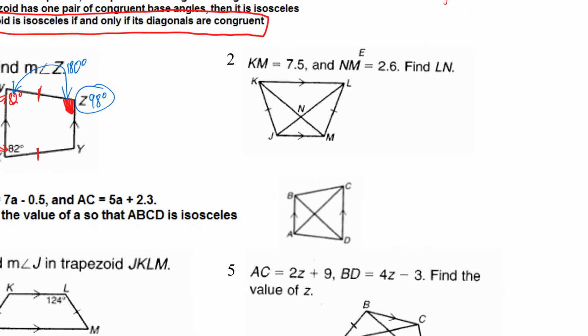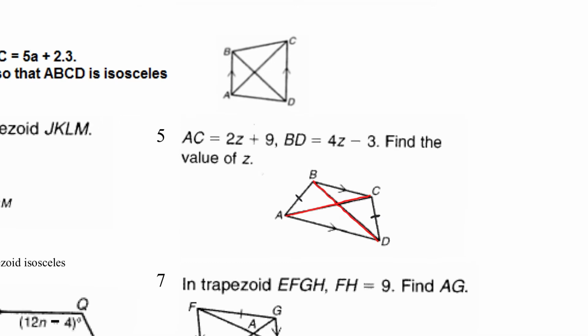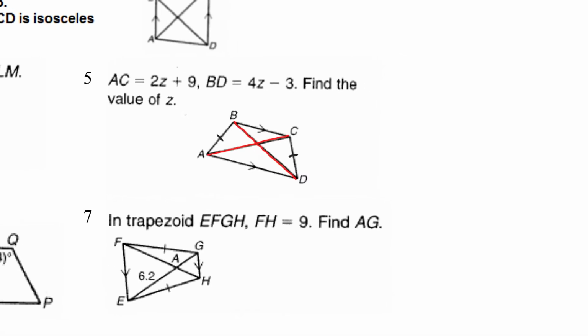Going back to this, it says AC is that and BD is that. So that's exactly what this is talking about. If it's an isosceles trapezoid, like what I want us to assume here, then those two diagonals are congruent to each other. AC and BD are congruent. So to find the value of Z, we're just going to set them equal and solve for Z. So we're going to have 2Z plus 9 equals 4Z minus 3.